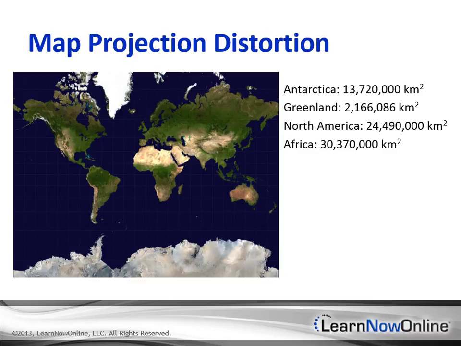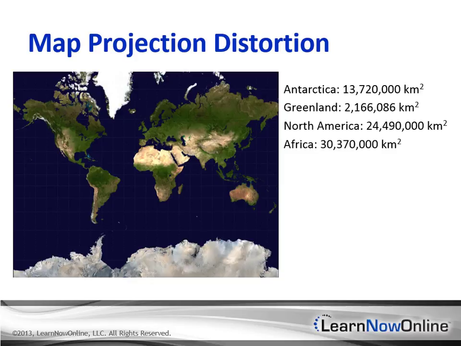So as you can see by their actual land area, Antarctica is really just a bit over half the size of North America. And that includes Greenland, because Greenland is considered part of North America. And Antarctica is way smaller than Africa. And then Greenland is about 15 times smaller than Africa. So obviously this map is just wrong, right?